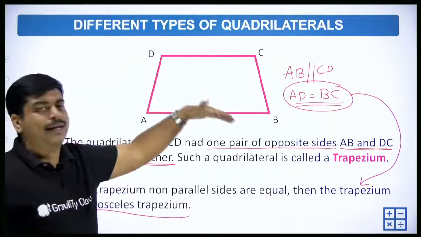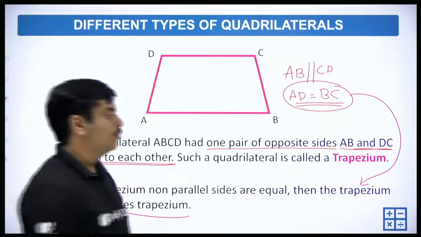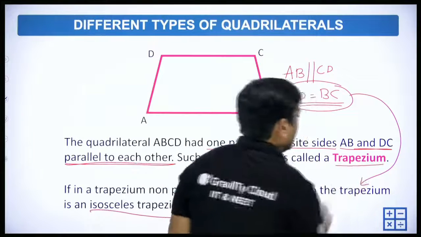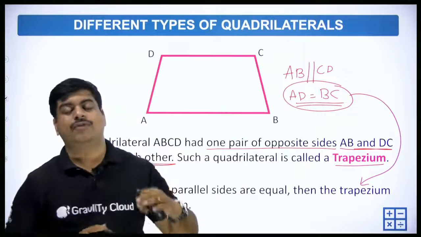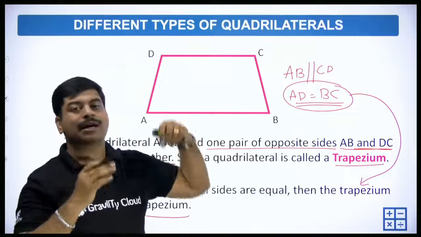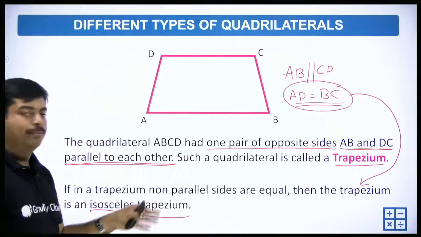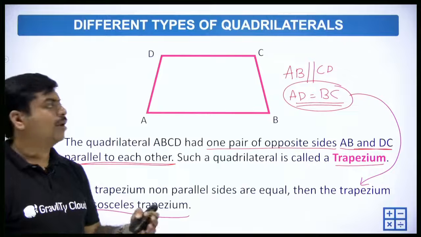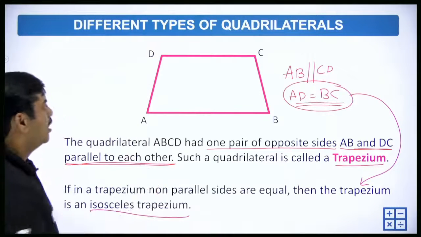When two sides are parallel, it is enough to say that it is a trapezium. But in that trapezium, if the lines which are not parallel, these two lines, are equal in length, we say it is an isosceles trapezium. You can ask me, sir, do we always have AD and BC equal? Not always. You can have a trapezium like this.